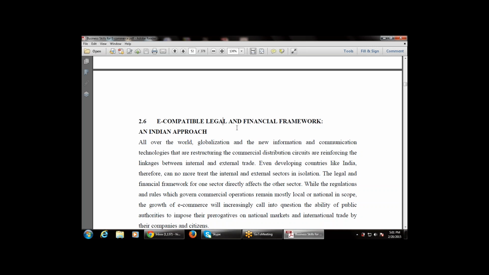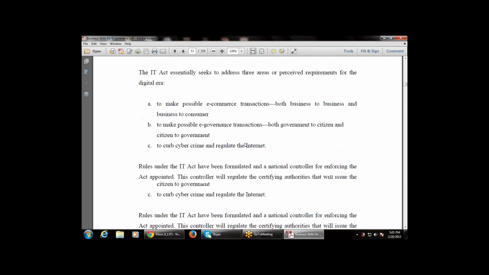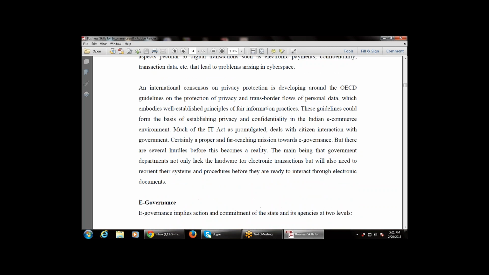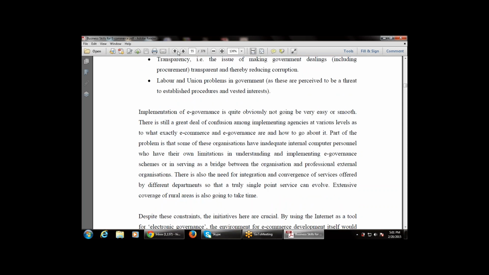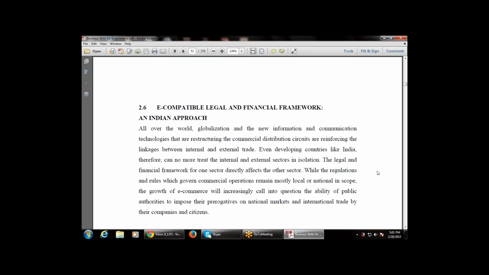Now, let's see what this framework is. First of all, let's take a break and then move to the Indian framework, that is, how the Indian framework is used, the legal and financial framework. So let's take a break right now. Come back from the break, then we start with this topic. Let's continue the session again.